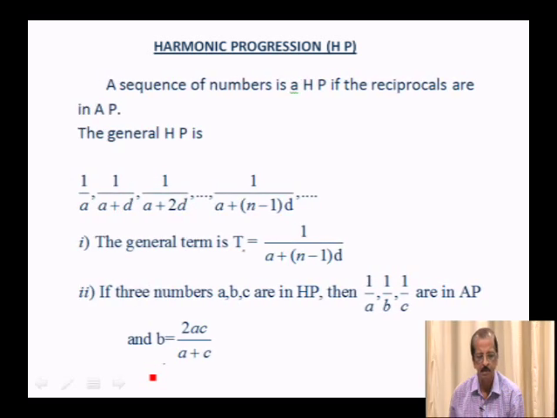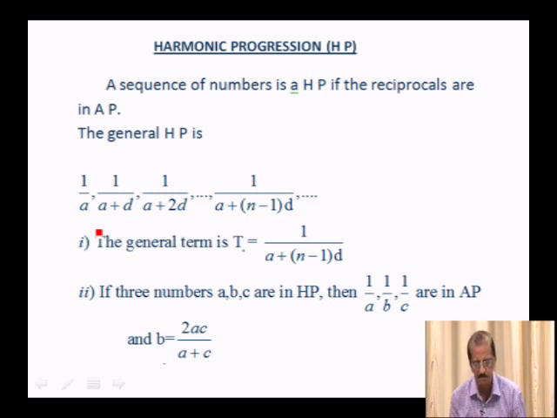Harmonic progression. A sequence of numbers is an HP if the reciprocals are in AP. The general HP is 1 over A, 1 over A plus D, 1 over A plus 2D, up to 1 over A plus n minus 1 into D. Here you find that A, A plus D, A plus 2D, etc., A plus n minus 1 into D are in AP. The general term is Tn equals 1 over A plus n minus 1 into D.